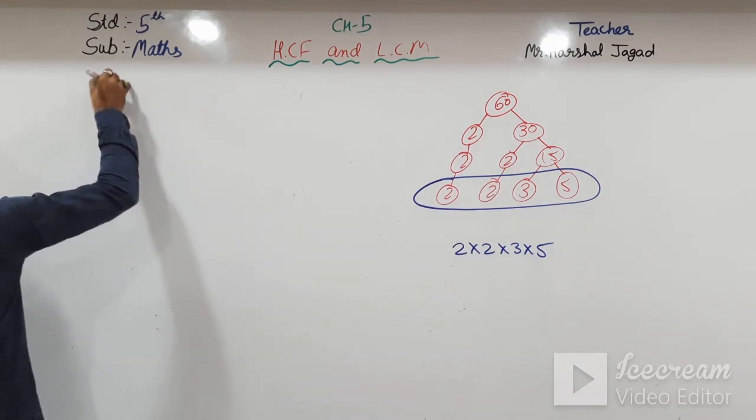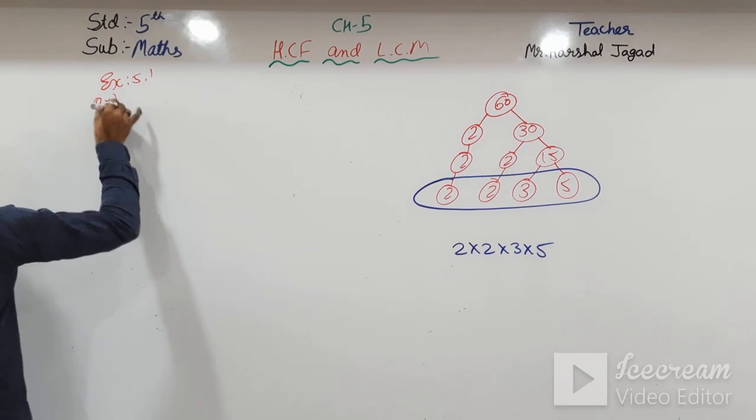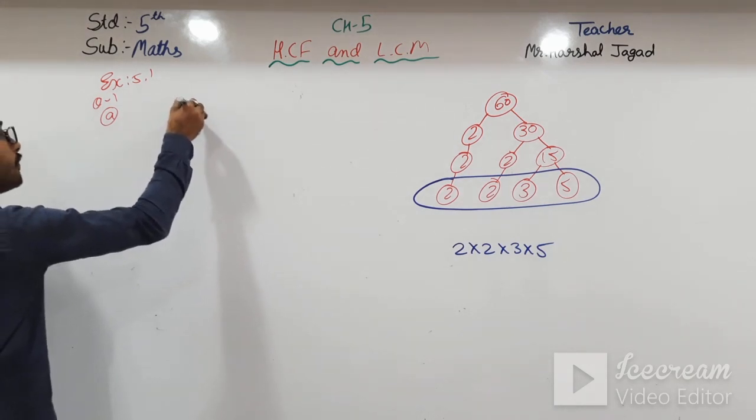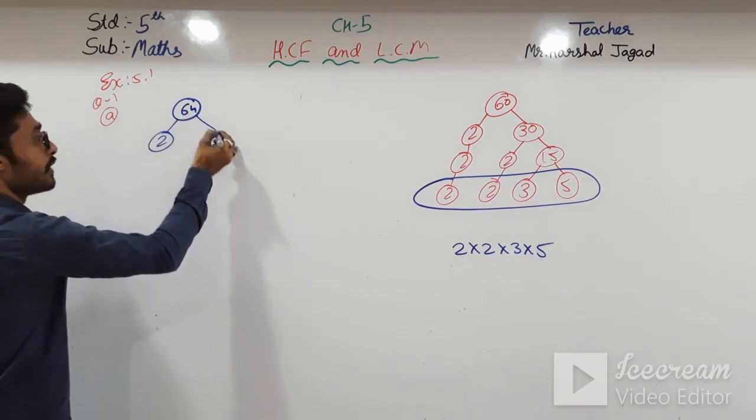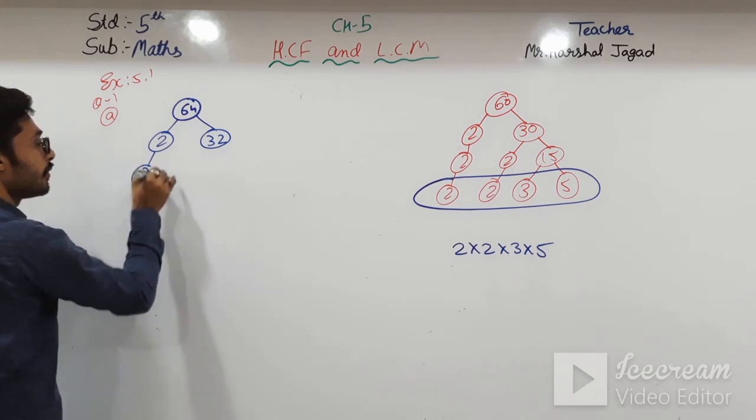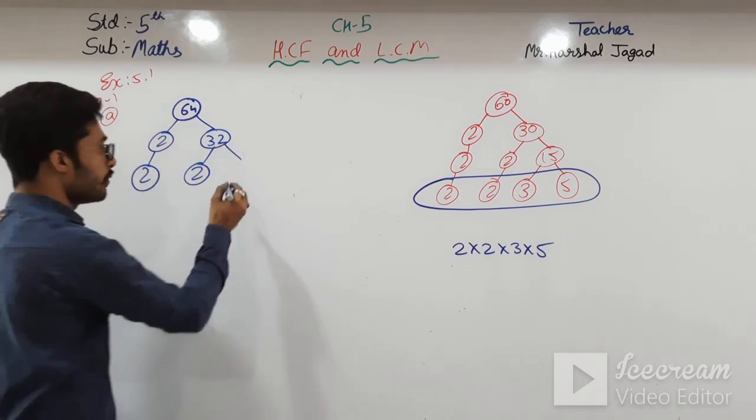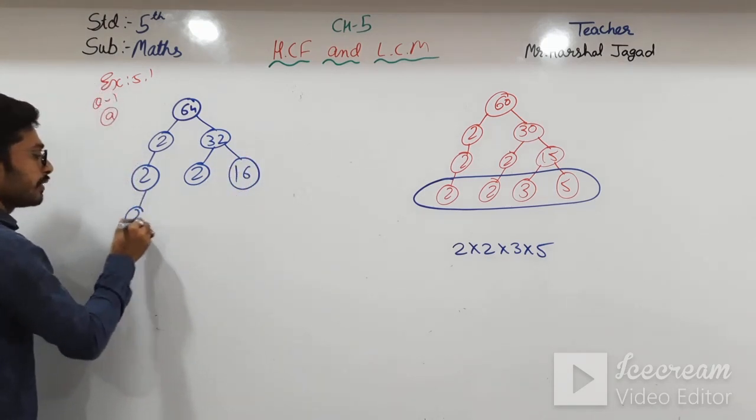Exercise 5.1, question 1A. Okay, so there is 64. So how will we find the factor tree of 64? First of all, 2. 2 3 is 6, 2 2 is 4. Then we will do 2. 2 3, 2 1 is 2, 2 6 is 12. Then after this, 2 will remain as it is.